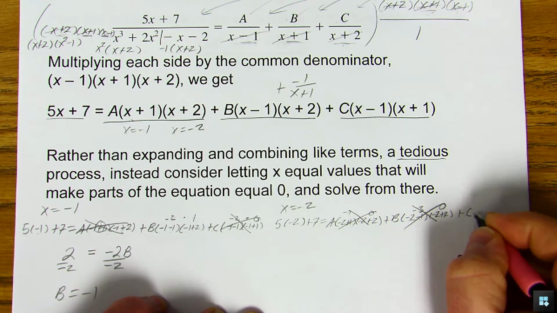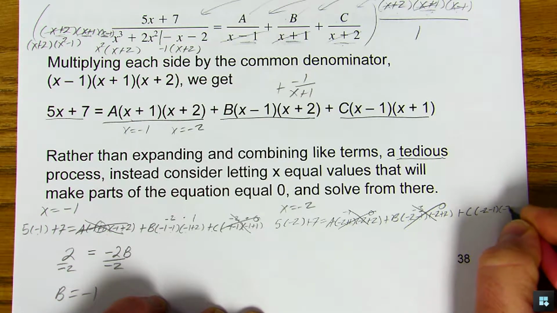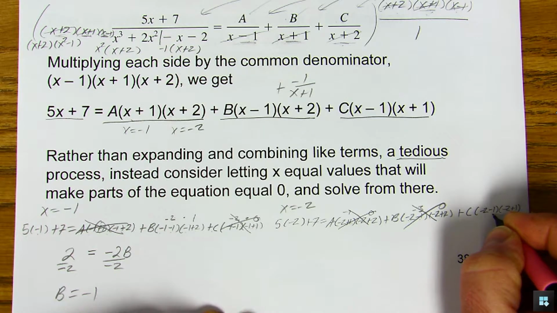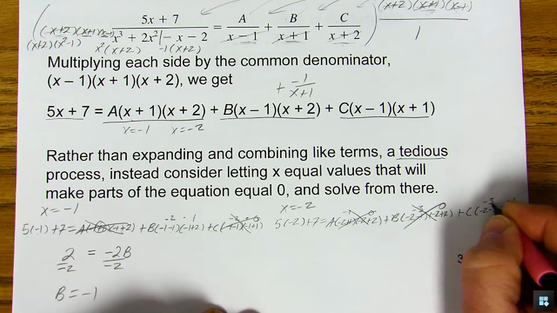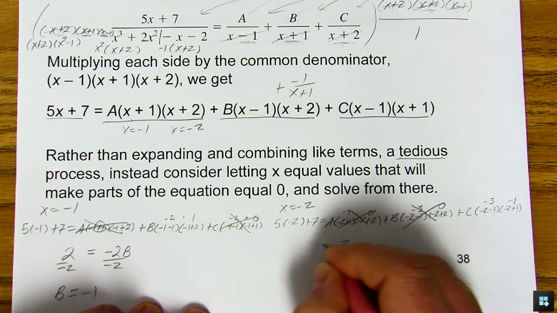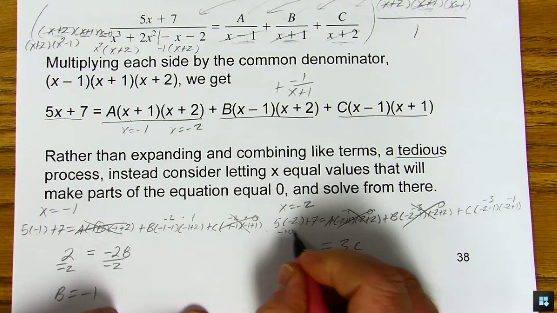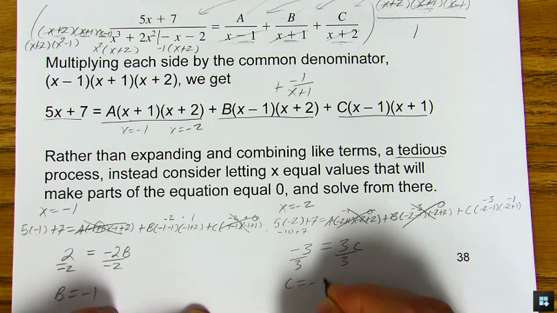Plus c times -2 minus 1 times -2 plus 1. -2 minus 1 is -3. -2 plus 1 is -1. -1 times -3 is 3. Times c is 3c. And 5 times -2 is -10. -10 plus 7 is -3. Divide by 3, we get c equals -1.